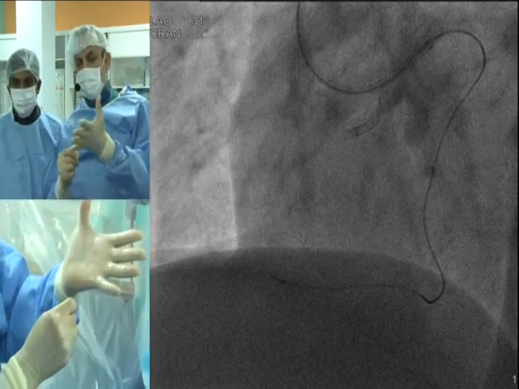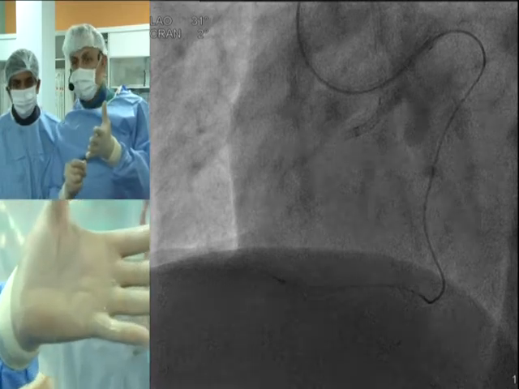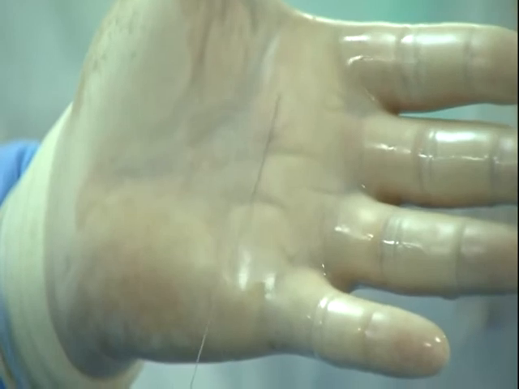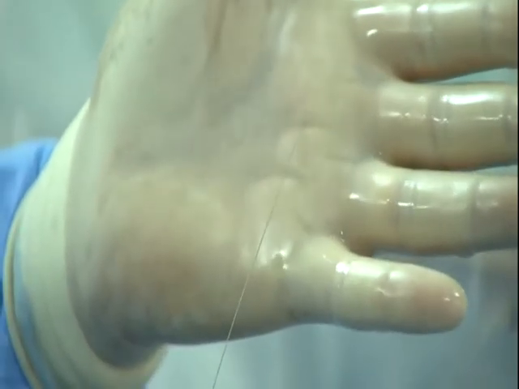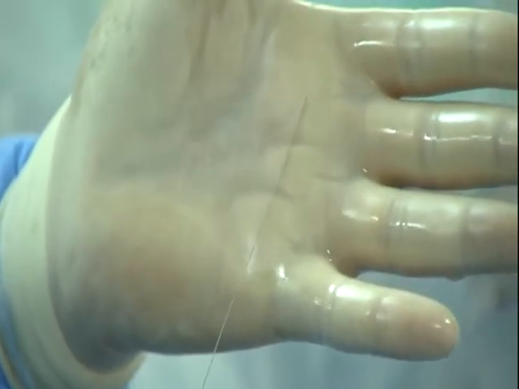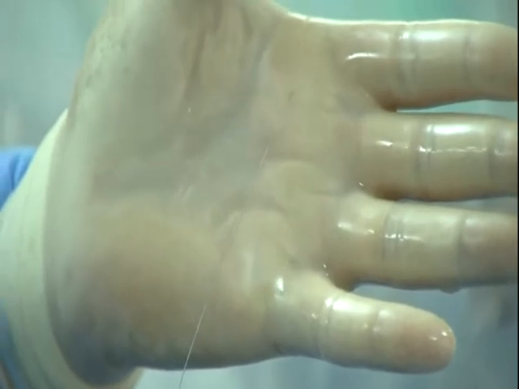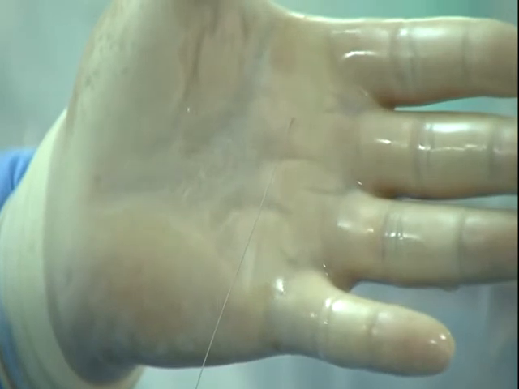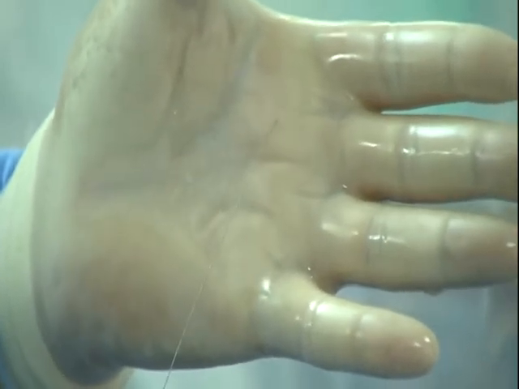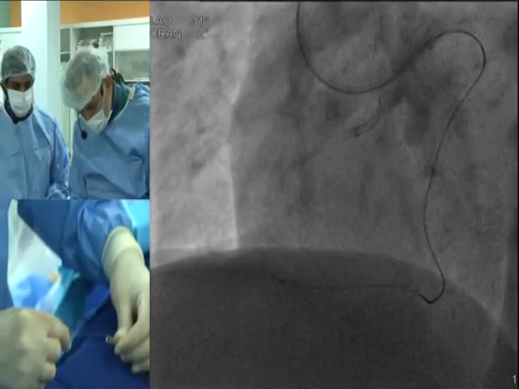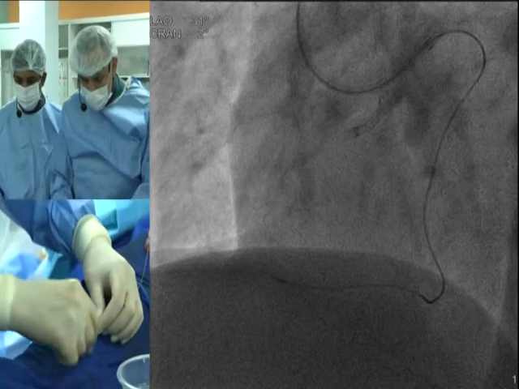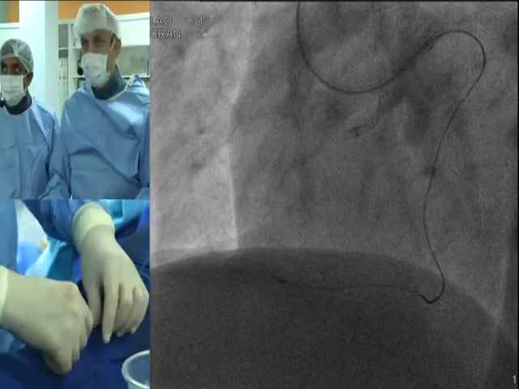Gaia Second has an original curve. Can you focus here? There is a pre-shaped short 1 millimeter bend of about 45-degree angle. So now I am inserting with Gaia.